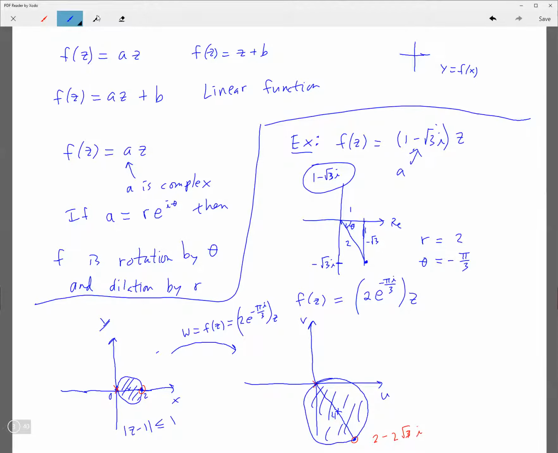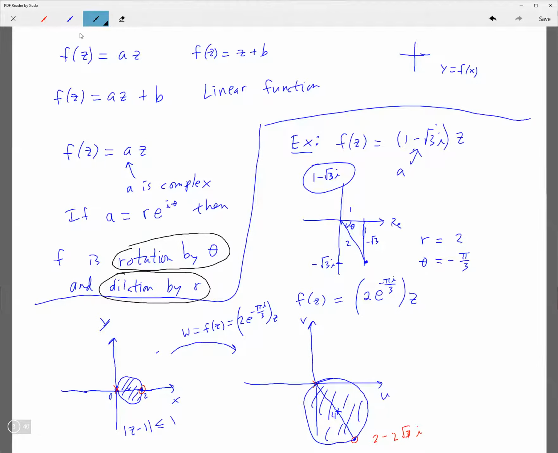Okay. So the important thing is it's rotation by that and it's dilation by r. So here r was 2, but if r was say 1/2, then everything would be cut in half, right? Everything would just be cut in half. Okay. So that's how that works.